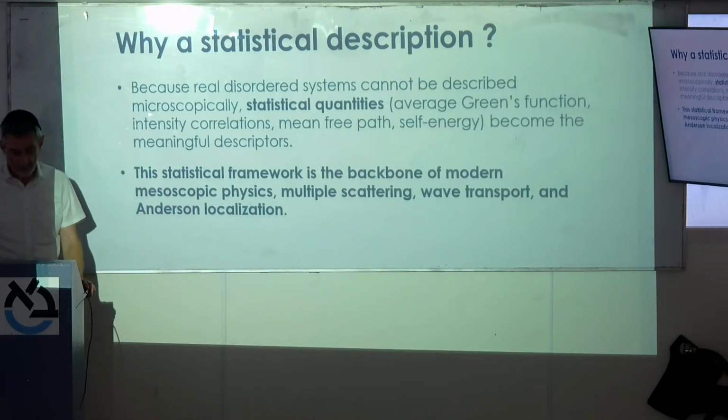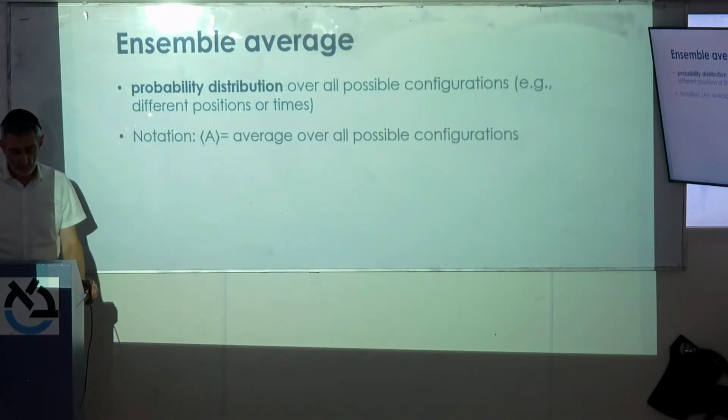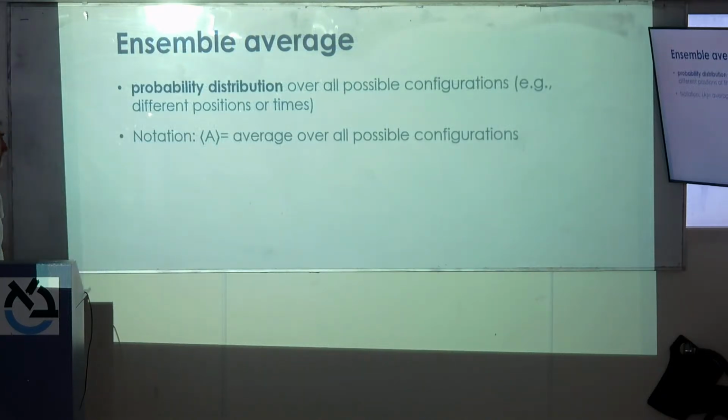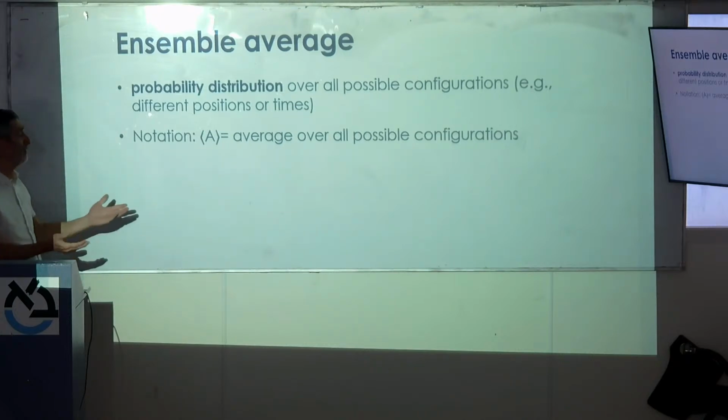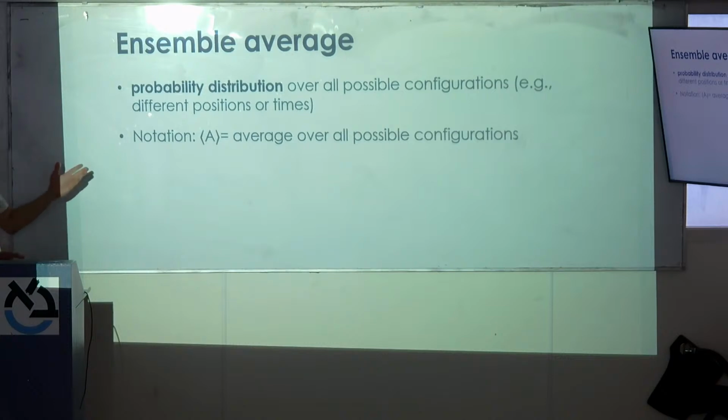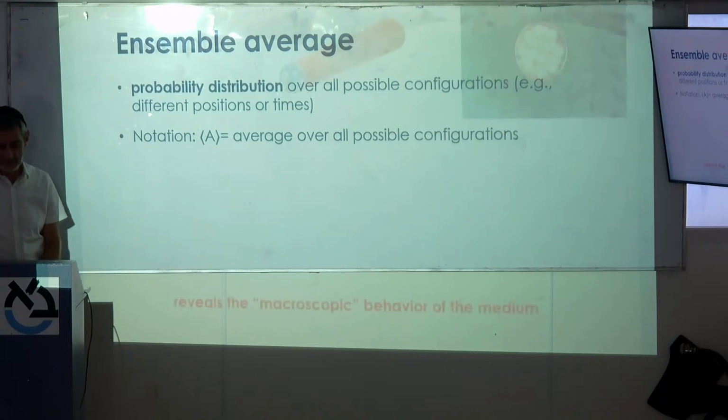So let's start with ensemble averaging. Let's say you define some probability distribution over all possible configurations, let's say position or time or frequencies, and this symbol here describes the average over all possible configurations. This is called the ensemble average. So I will give you an example. Maybe CD can talk about that.